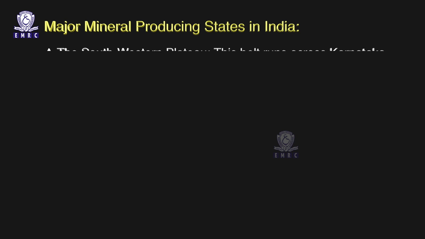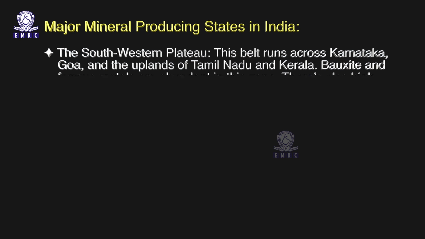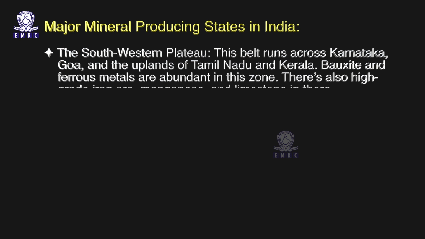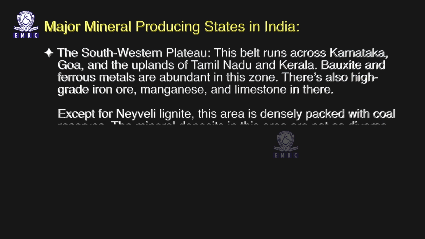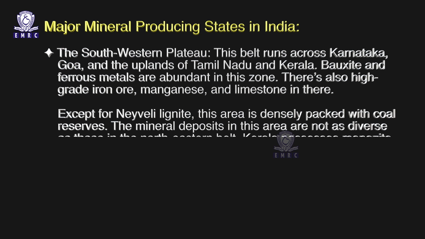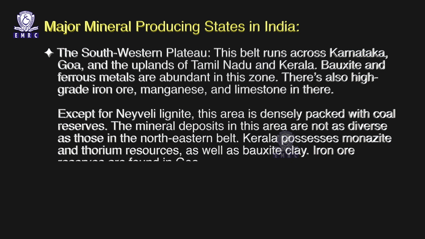The southwestern plateau. This belt runs across Karnataka, Goa and the uplands of Tamil Nadu and Kerala. Bauxite and ferrous metals are abundant in this zone. However, there is also high grade iron ore, manganese and limestone in there. Except for Neyveli lignite, this area is devoid of coal reserves. The mineral deposits in this area are not as diverse as those in the northeastern belt. Kerala possesses monazite and thorium resources as well as bauxite clay. Iron ore reserves are found in Goa.